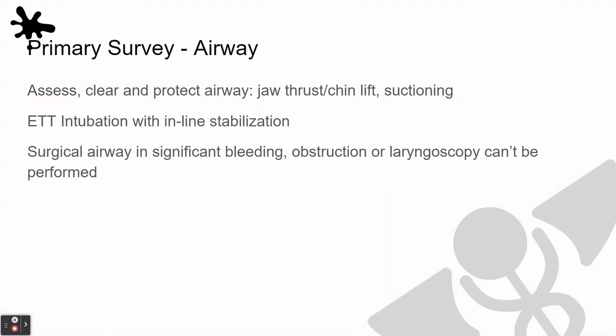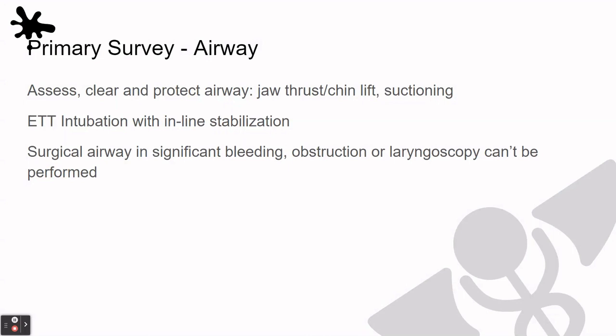So, okay, let's go a little bit deeper. Primary survey, starting with the airway. First, you assess: is it a clear and protected airway? So assess, and then clear and protect the airway if you need to. That can be the jaw thrust or the chin lift, because you're maintaining spine precautions. You might need to suction them out.